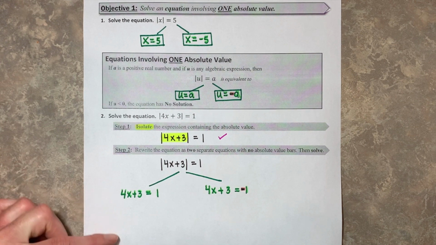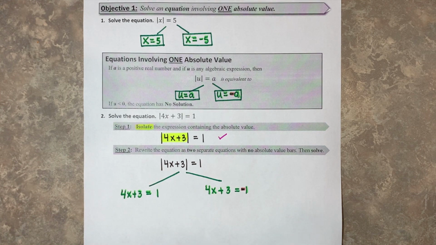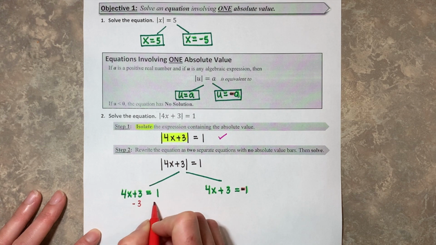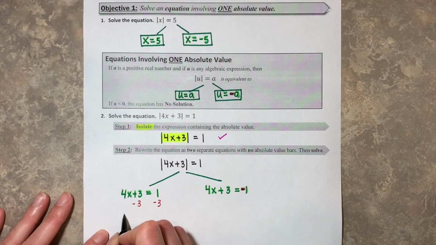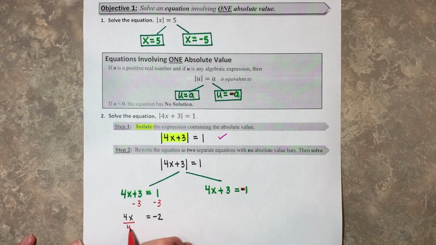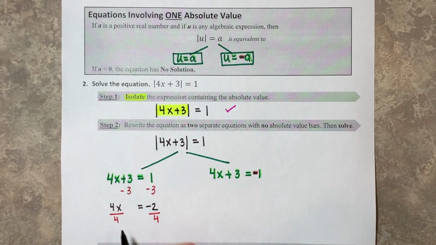Now, we just need to solve these two equations, and we'll have our two solutions. To solve this equation on the left, let's subtract 3. That will leave us with 4x is equal to -2. Then we can divide both sides by 4. And that will leave us with x is equal to -2/4 reduces to -1/2. Then let's solve this equation on the right.